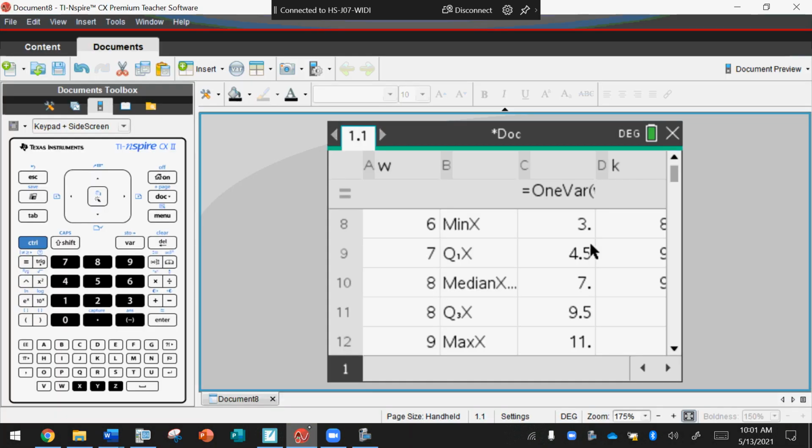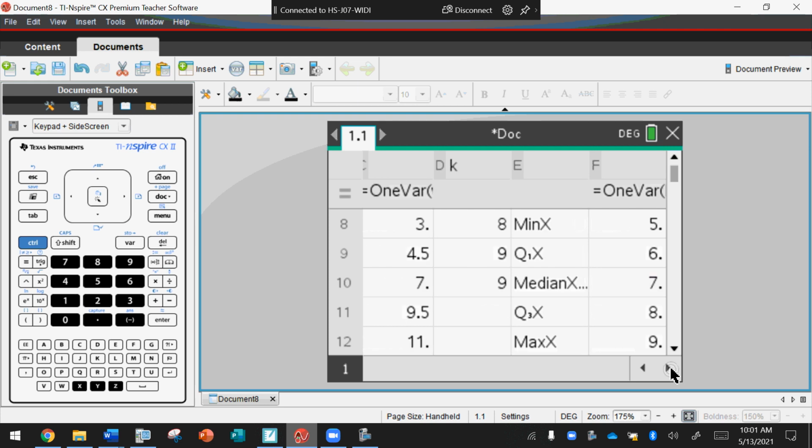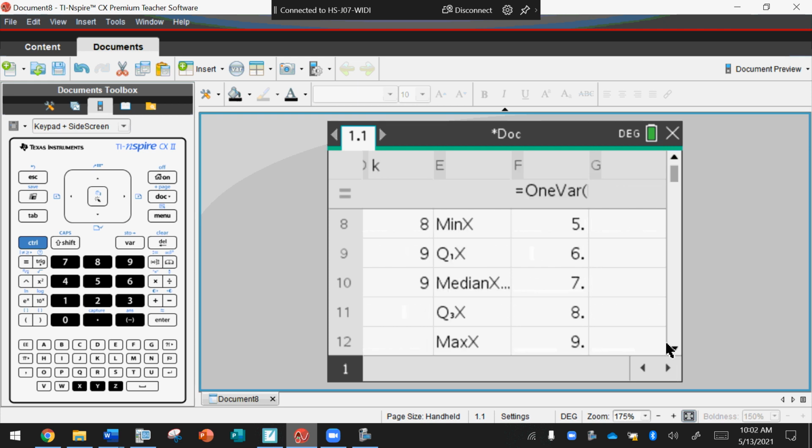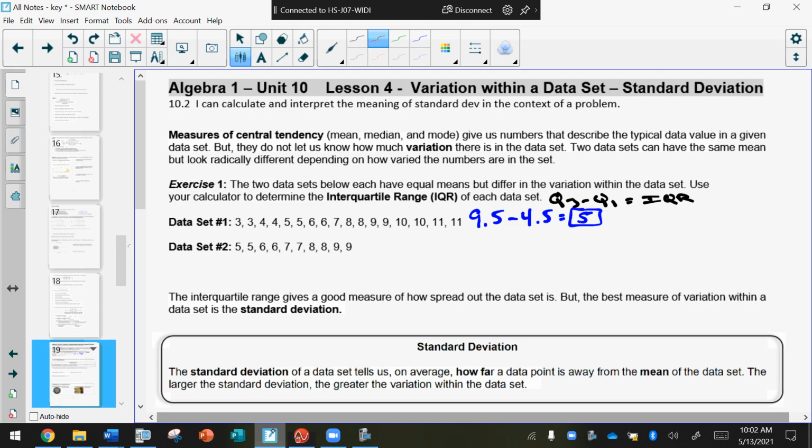Back over to my calculator. If I scroll over a little bit, here's data set number 2 and list K. I named it K. And our Q3 is 8 and the Q1 is 6. So I will do Q3 minus Q1, which is 8 minus 6. So this is a spread of 2.